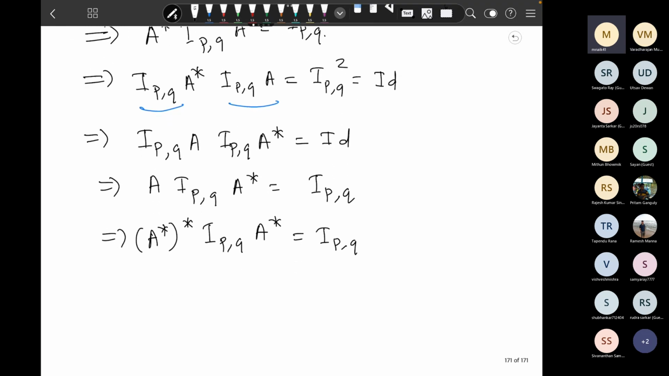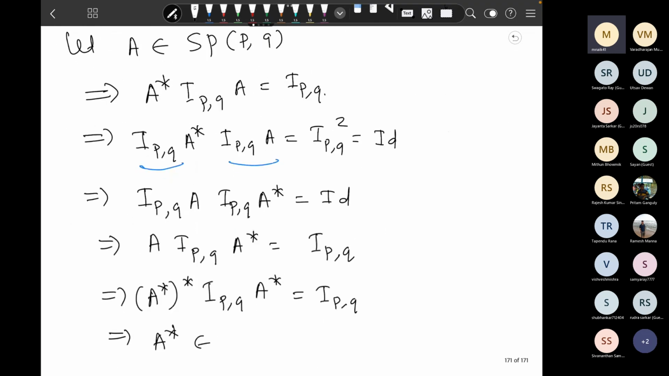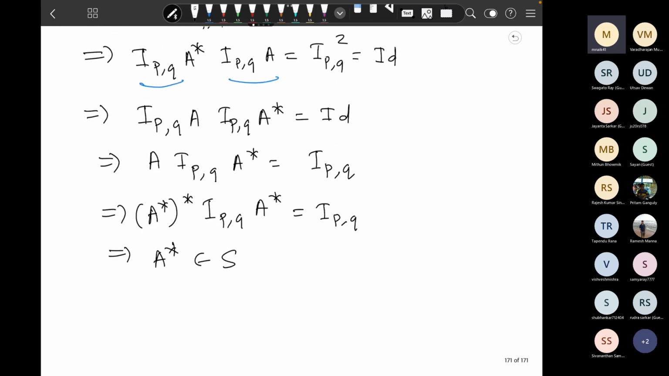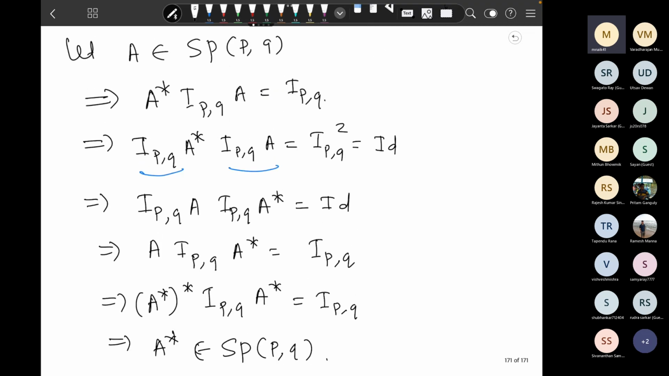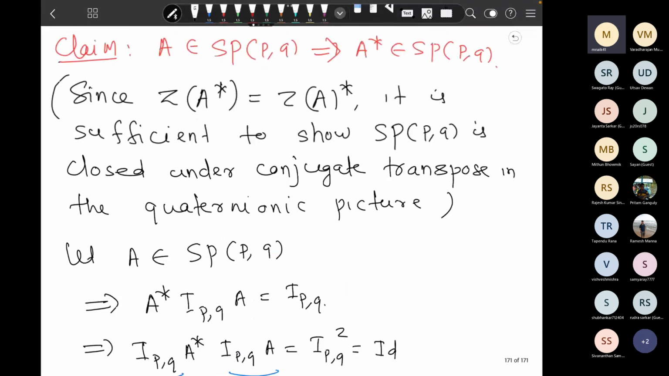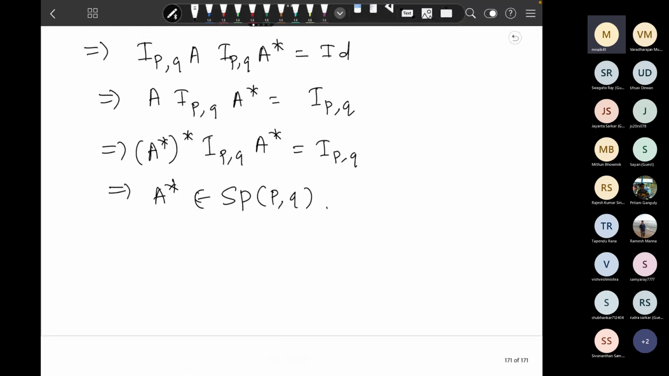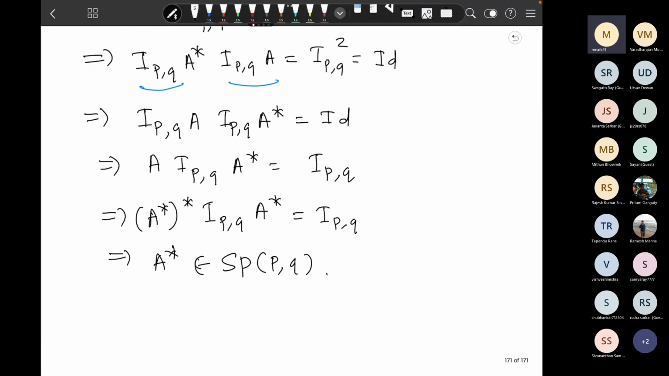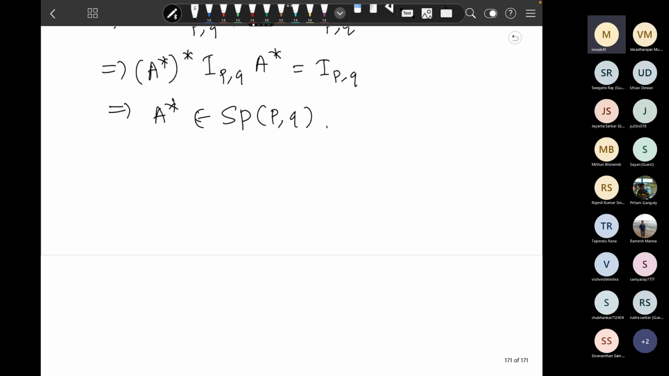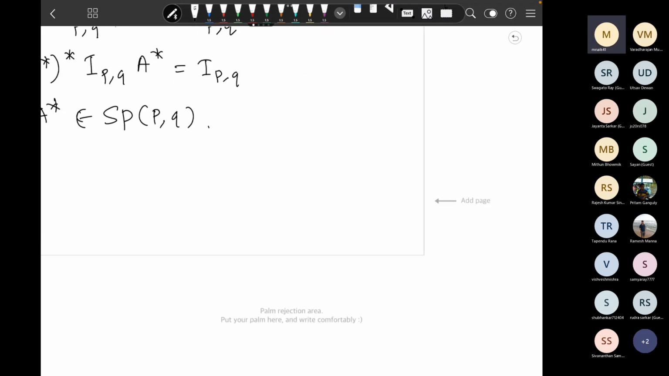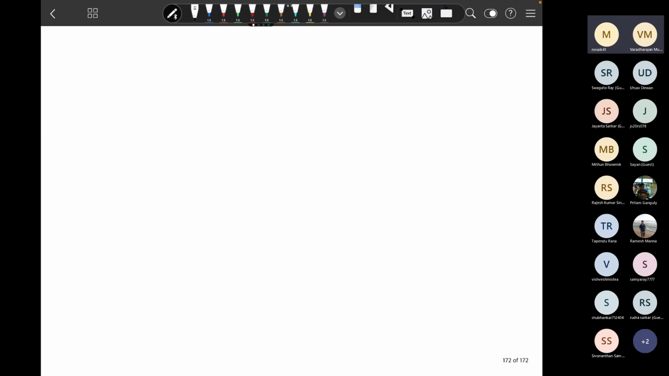So this implies A star belongs to SP(P+Q). You can take it as an exercise that you show this thing in the complex picture. Okay? So this is the thing. Now I want to really find what is this thing. So what is this SP?